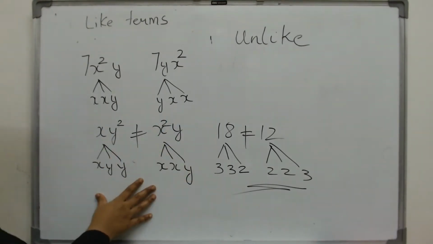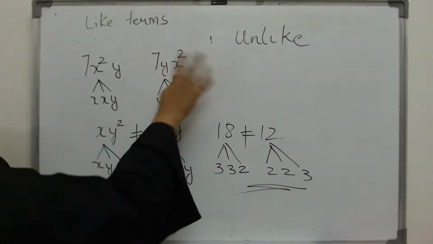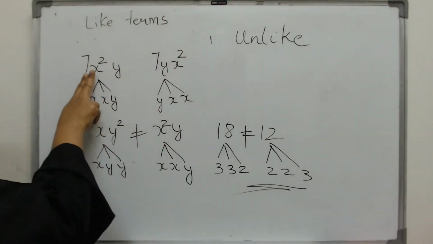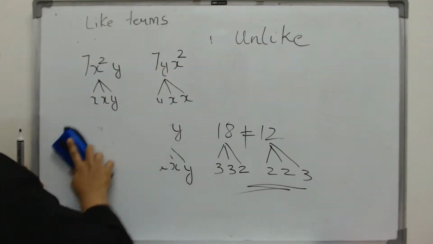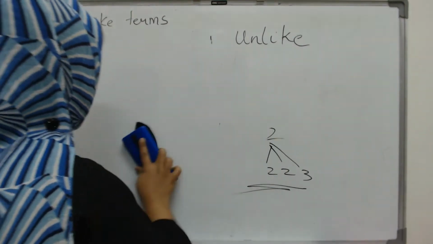So please remember, these two are not the same. These two are unlike. But these two are like. They have just changed the order. Instead of writing x square y, we have written it as yx square. So please note that. Now we go on to multiplication of the terms.